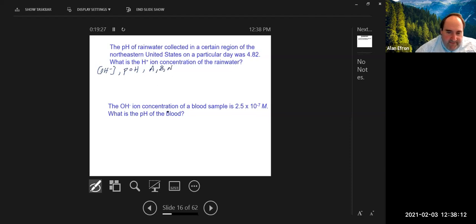And on the bottom one, we have an OH minus concentration given to us. What is the pH? So in addition to pH, why don't we do what is the pOH? What is the H plus concentration? And is it acidic, basic, or neutral? All right, so take a couple minutes here and see what you come up with. We'll compare answers. Hopefully we'll get the same answers.